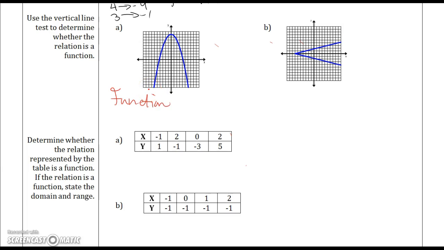Looking at B, here's a counterexample. Here's a vertical line test. Notice here it hits more than once. You could do this with several different ones, like bam, bam, bam. You only need one though, and that proves my point. As long as it hits more than once anywhere on here, this is not a function.